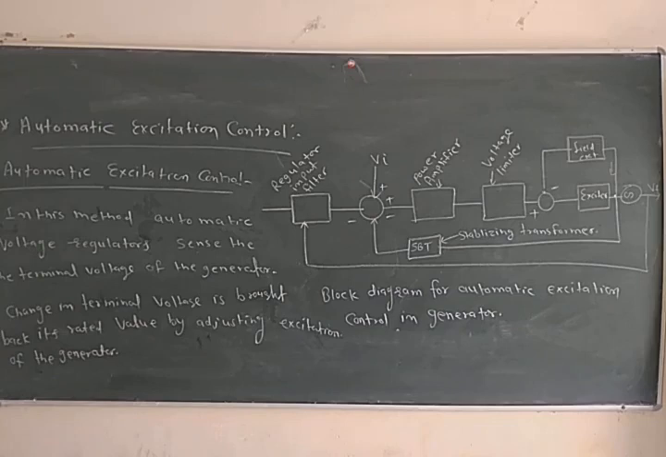Now the voltage error signal is fed to an amplifier, which may be a magnetic amplifier or a transistor amplifier. Next, the amplifier output is fed to the exciter field circuit, which controls the exciter field current through a buck or boost action. Buck-boost action means it may increase the excitation or decrease the excitation according to the requirement of reactive power in the system.